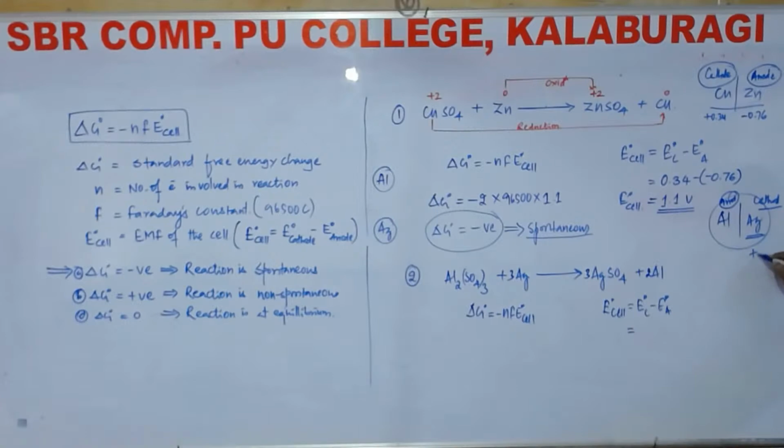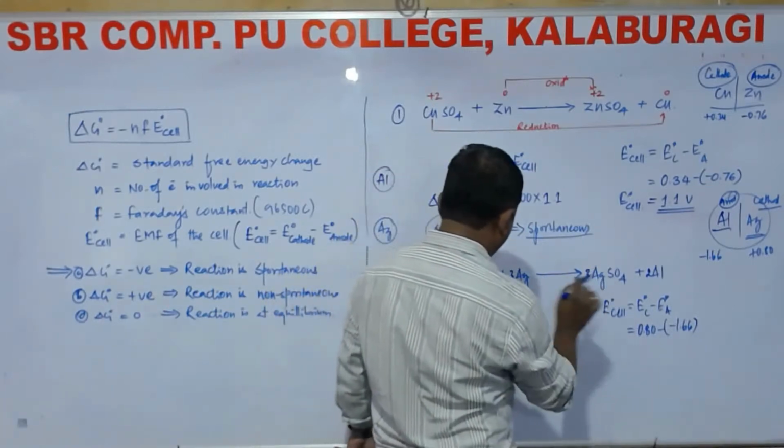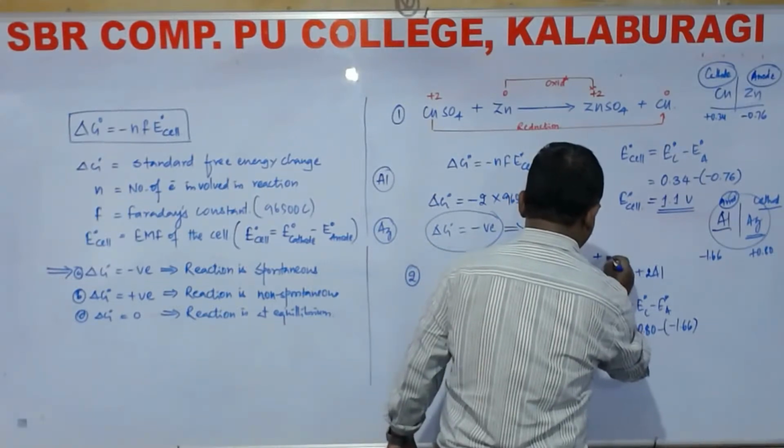The value of silver is going to be plus 0.80. Check once. Aluminium is going to be minus 1.66. Cathode minus anode means this is 0.80 minus of minus 1.66. 1 second. Cathode, which one? In this reaction, aluminium is at cathode and this is going to be 1 second.